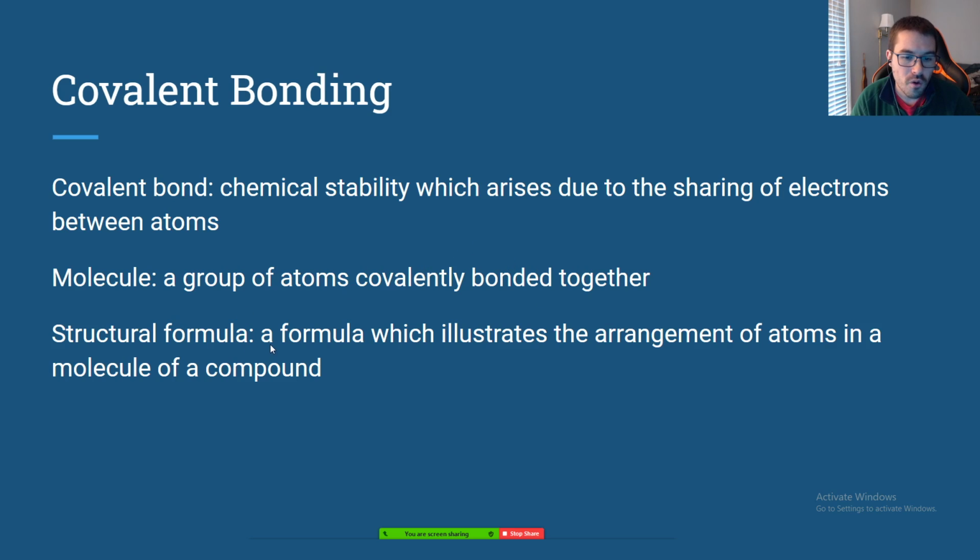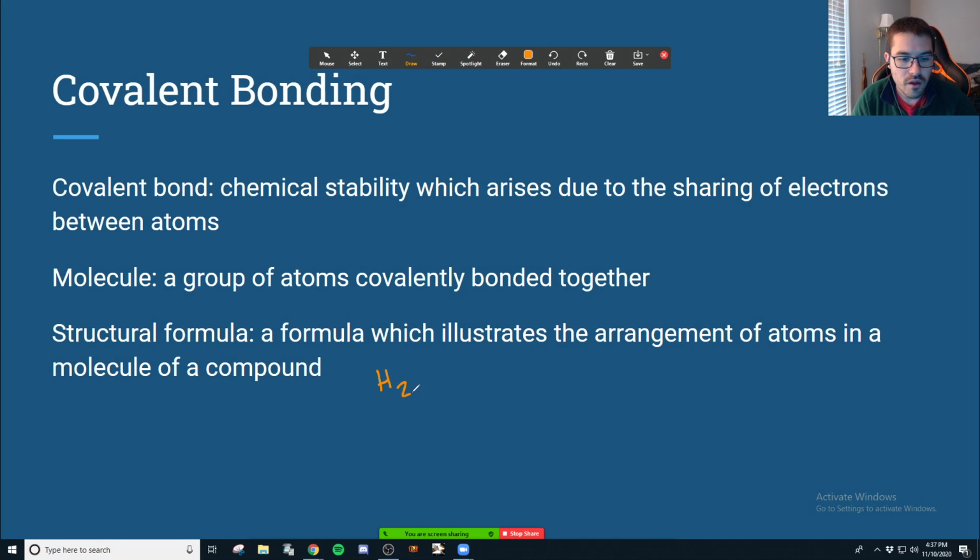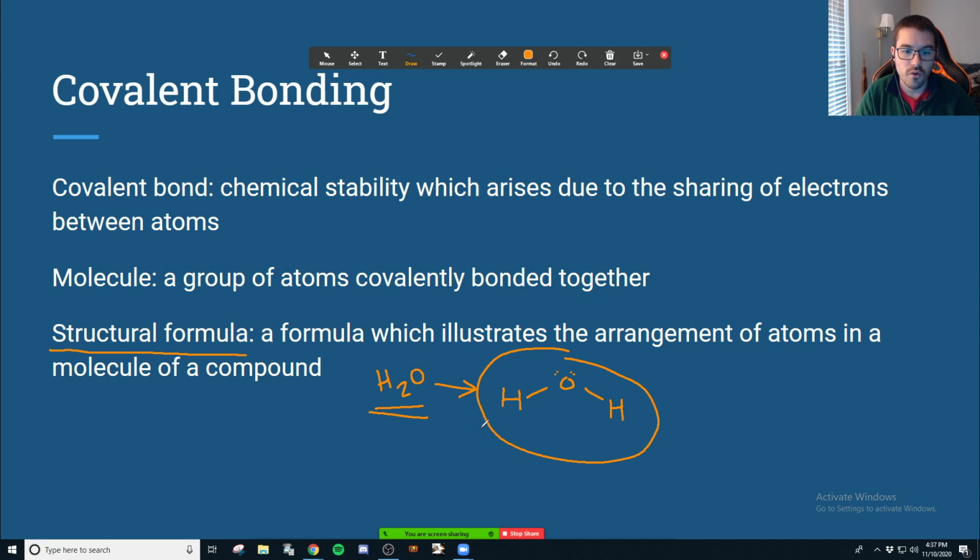The structural formula is different from a chemical formula. A chemical formula would be something like this, H2O. That's a chemical formula. The structural formula illustrates the arrangement of the atoms in the molecule and how they're bonded together. So you've probably seen this before. This is the structural formula of water, one way you could draw the structural formula. This is what we're going to be learning how to draw. So we're going to be taking these chemical formulas and turning them into structural formulas, and we're going to be learning a few rules along the way.